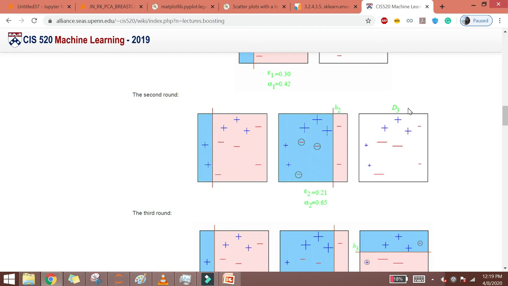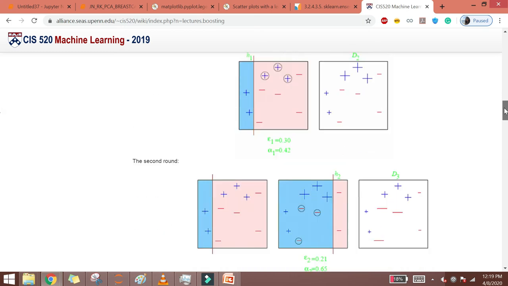So what is the difference between the data sets D2 and D3? Let's go up, we will see. The difference between D2 and D3 is that for the three negative points that were misqualified while the H2 model was learning, we have increased the weightage on those 3 points.